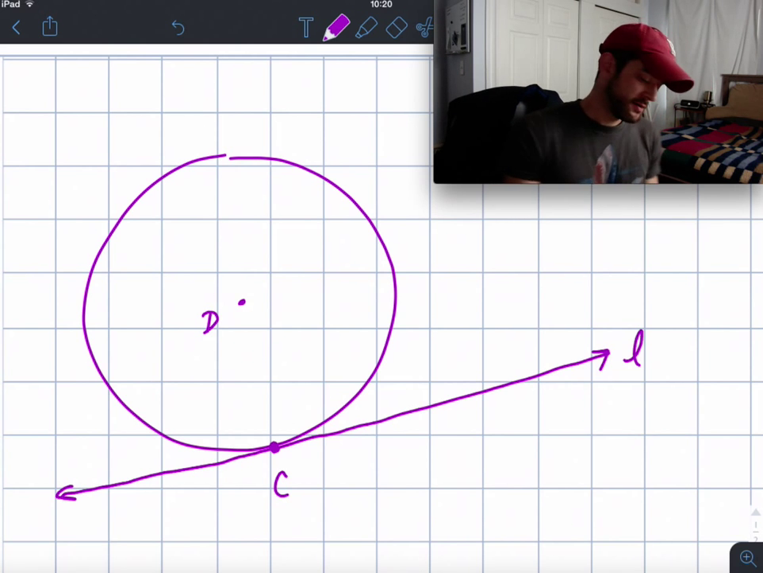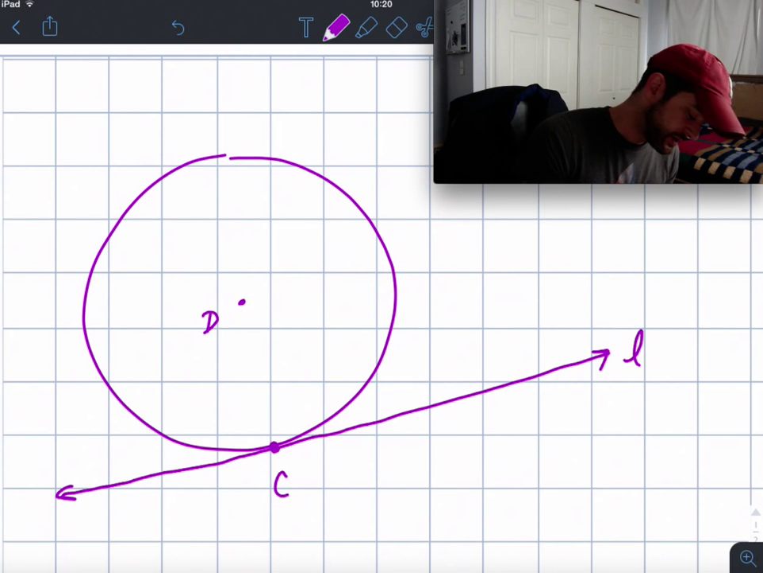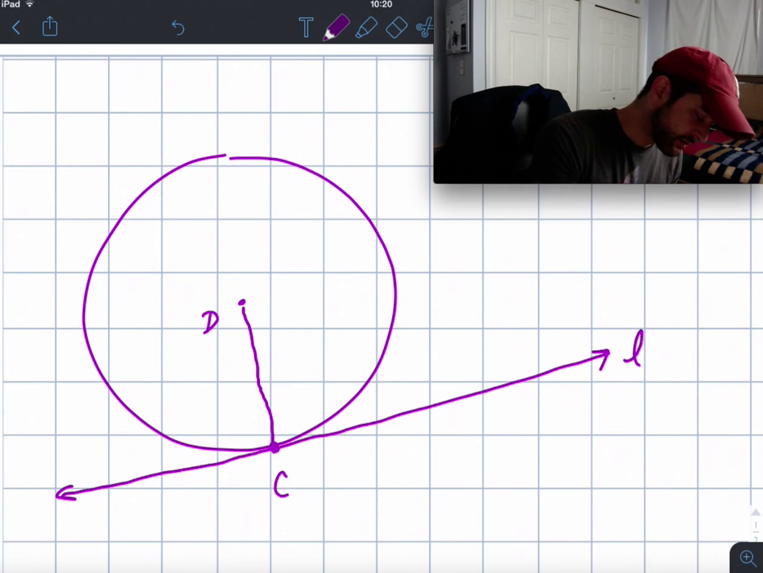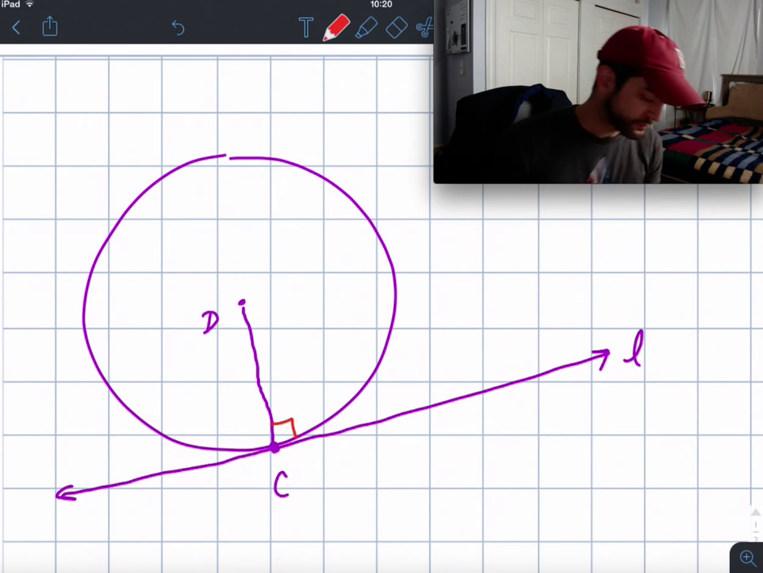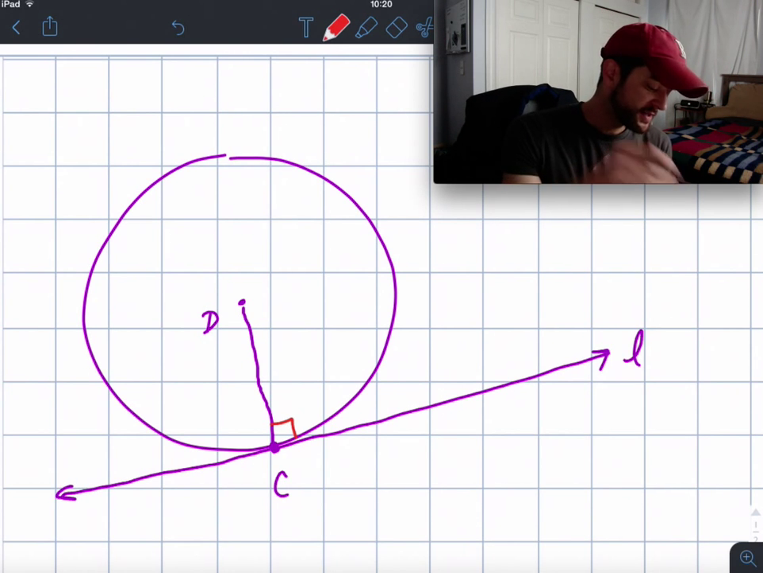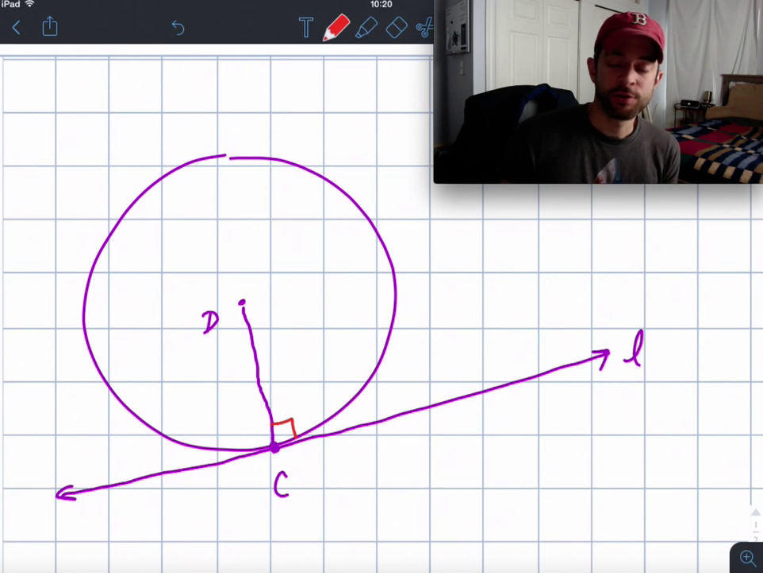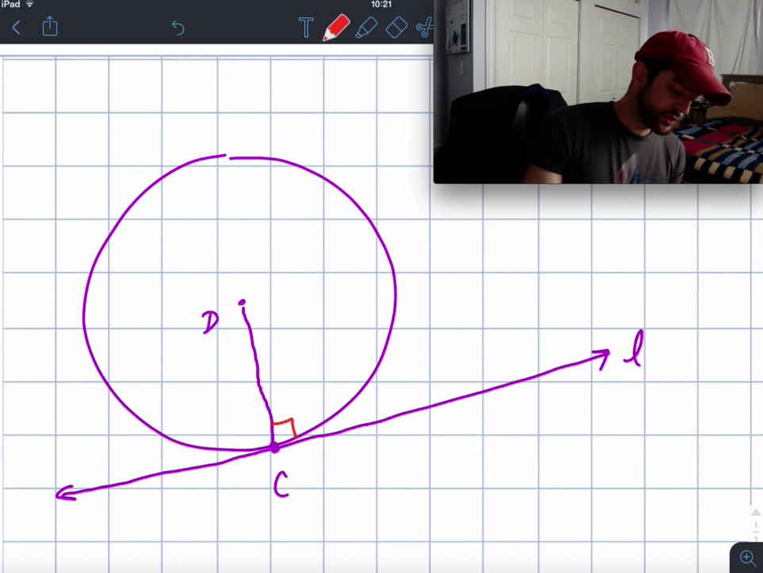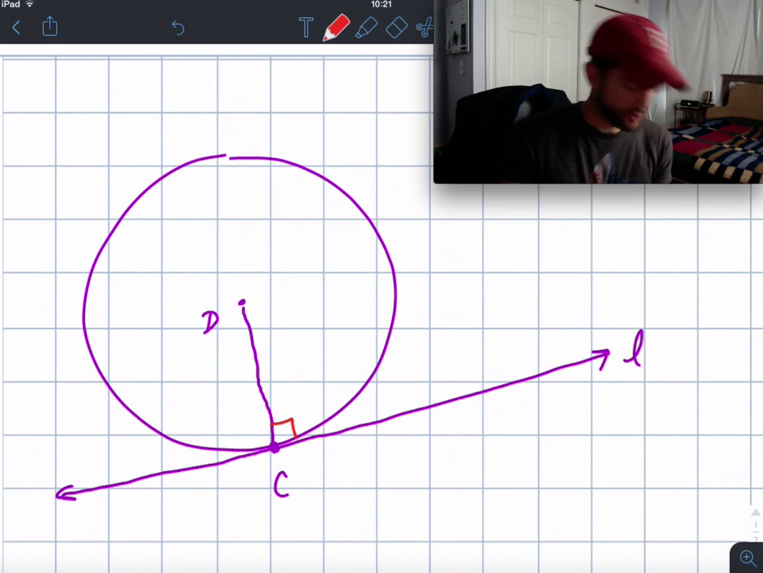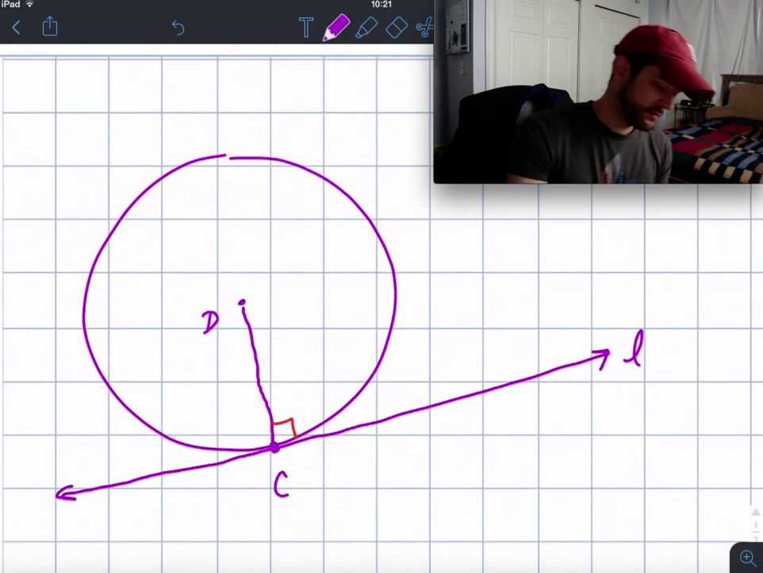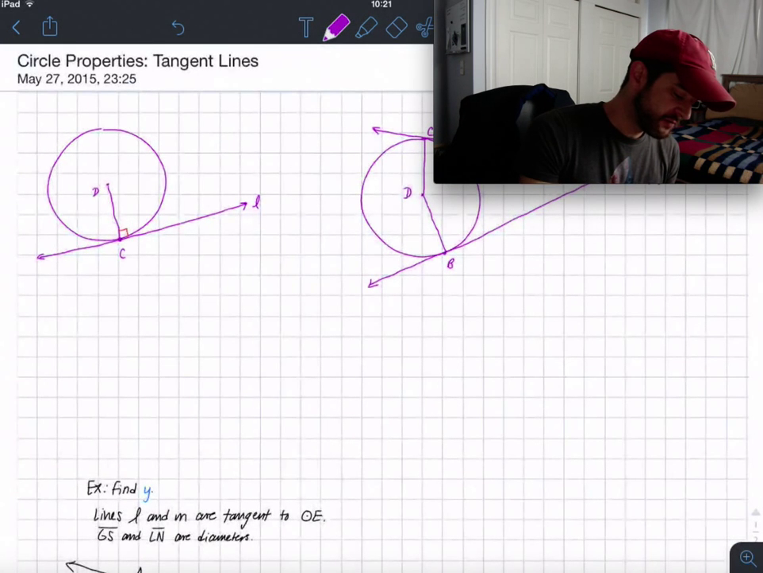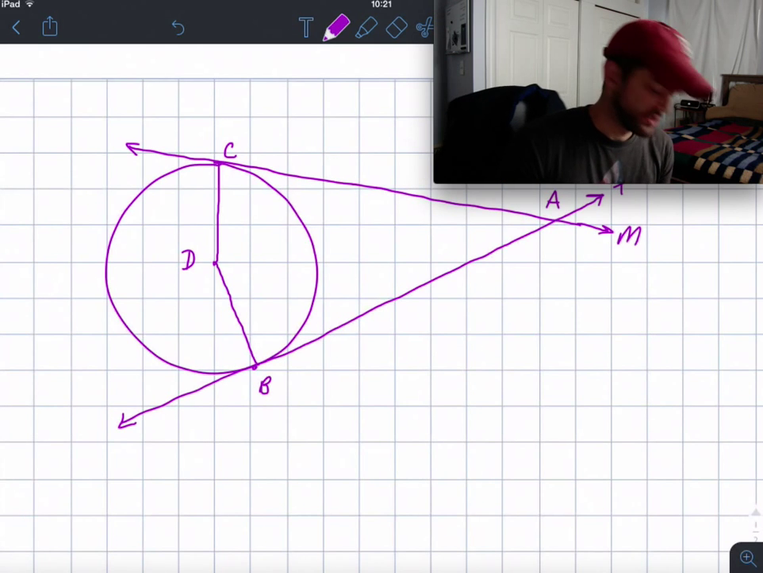A tangent line also has the distinction of being perpendicular to the radius or diameter of a circle. So here, radius DC is perpendicular to line L. And that makes for some interesting situations when you look at a circle network, which we'll look at a little bit later. But there's another property that it has, and this involves intersecting tangent lines.